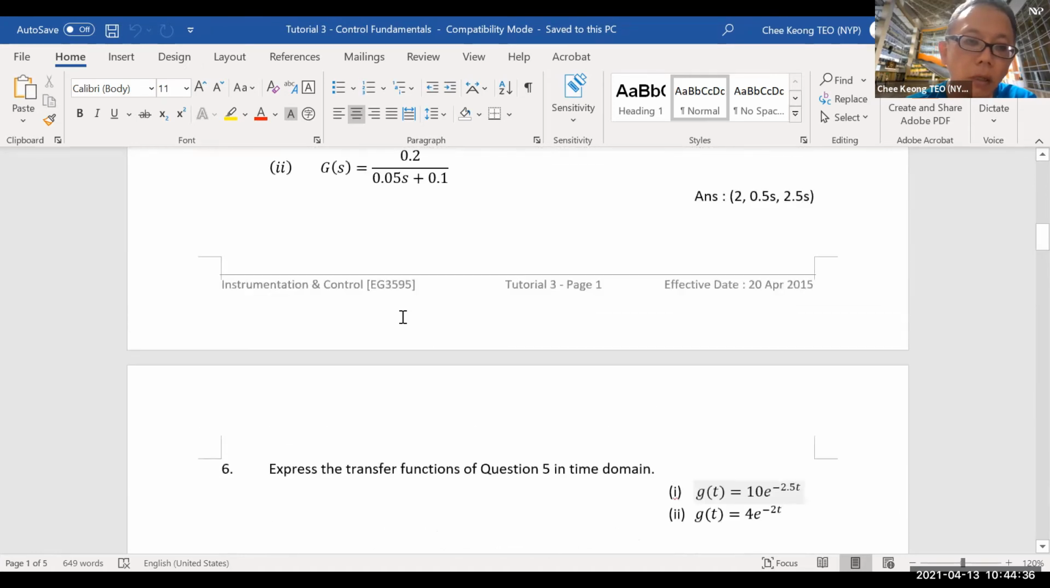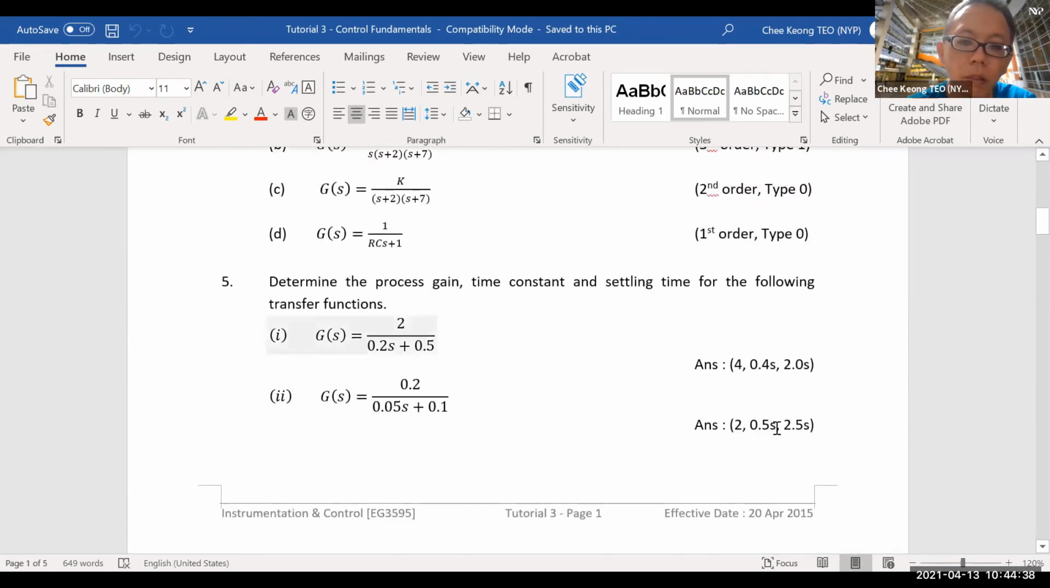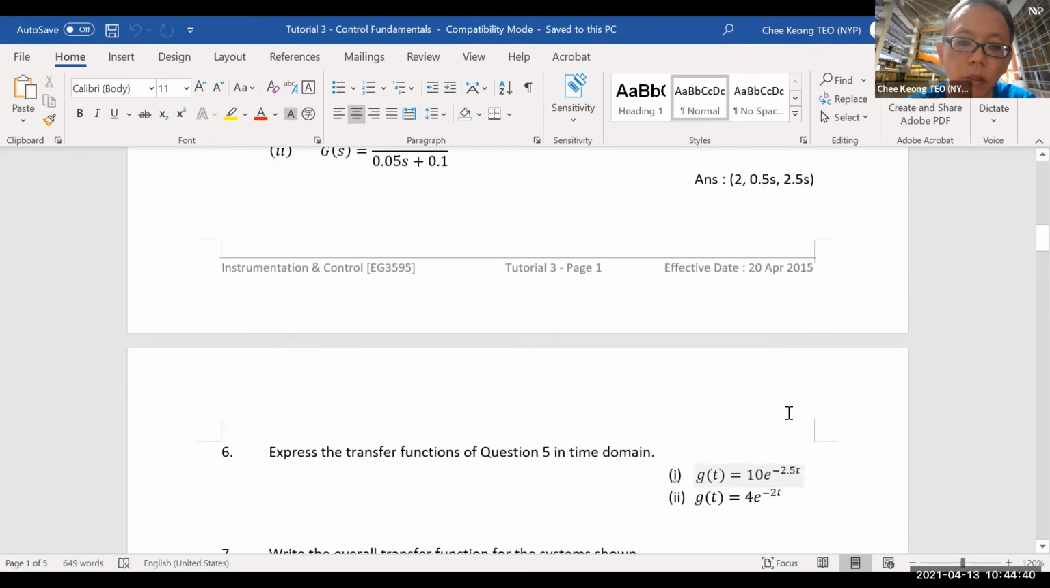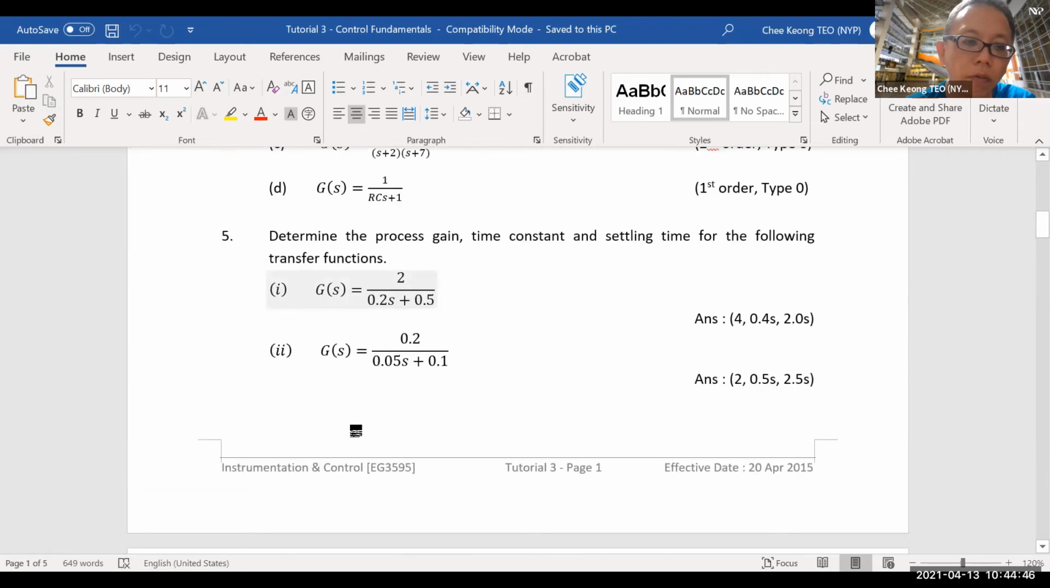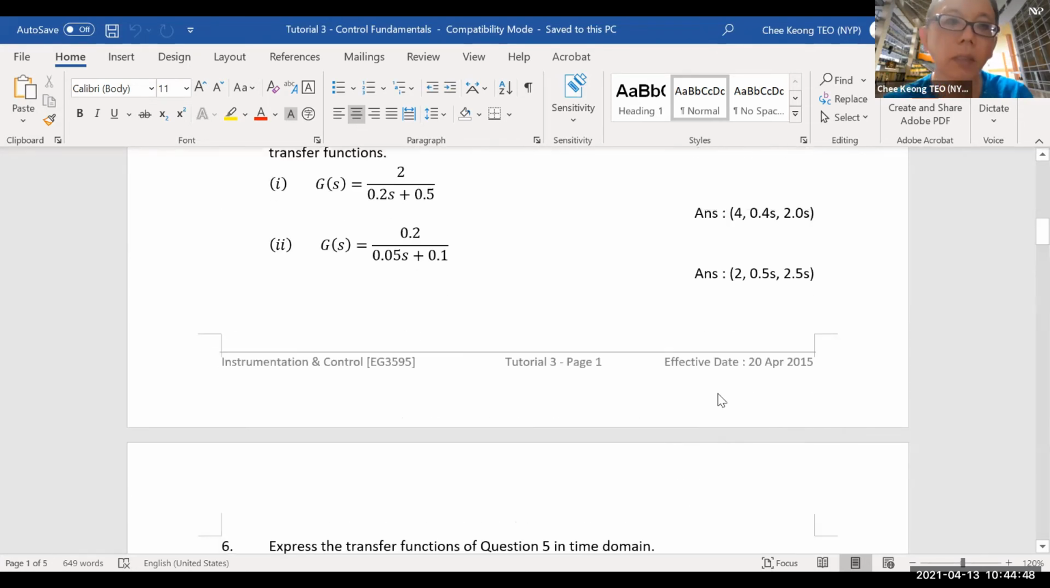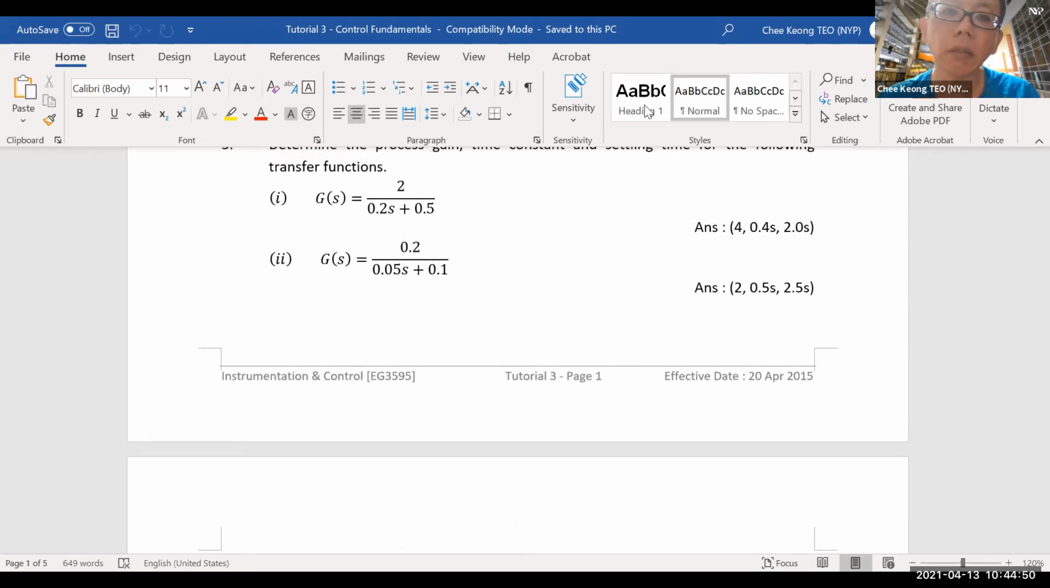Using question 5, they ask you to convert into the time domain. Question 5 is in the Laplace domain, and they want you to convert it into the time domain. So let's do it. Question 5 is a given, but you must fill up the detailed steps, right? Okay, let me set up my whiteboard and write the expression out.